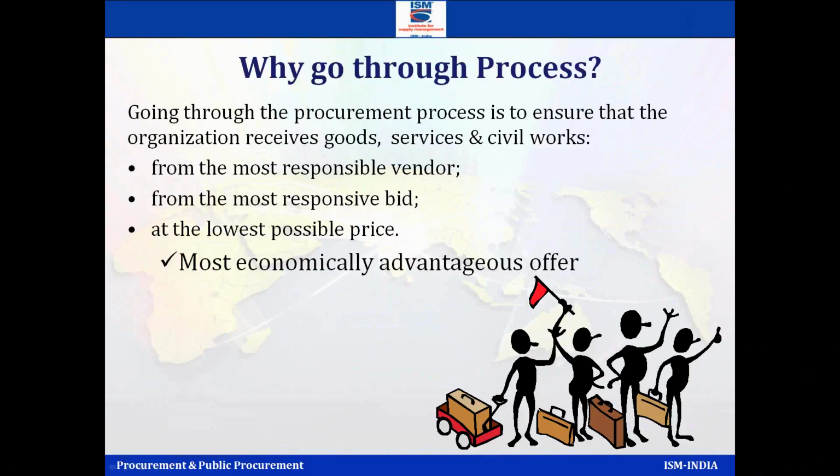Now, why go through the process? At the end of the day, you want the vendor to be responsible. You don't want a casual vendor. And it should be a responsive bid. The offer which is coming up meets the expectations of all your stakeholders and is at the lowest possible price. It's a combination of all this. So this is why we put the bullet at the bottom, the most economically advantageous offer. It is not the price alone, it's a combination of various elements. Combining all those, you say, guys, am I getting the advantageous offer?